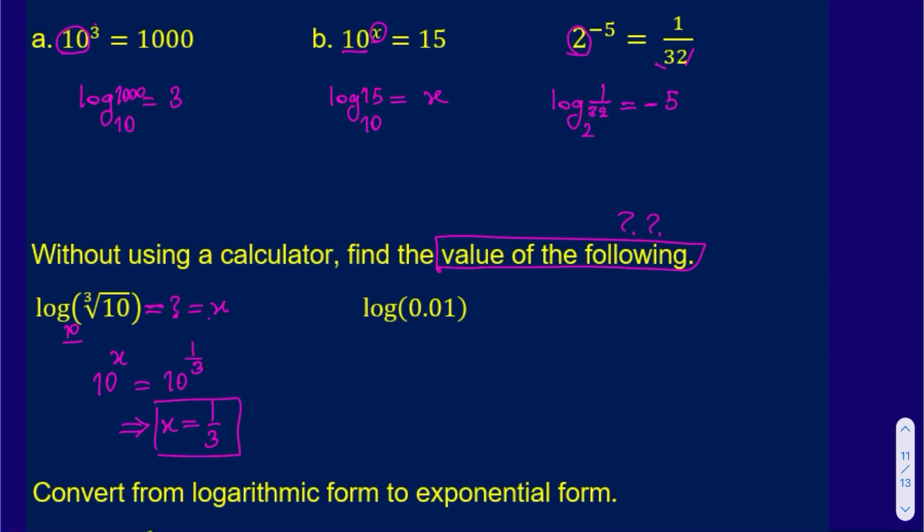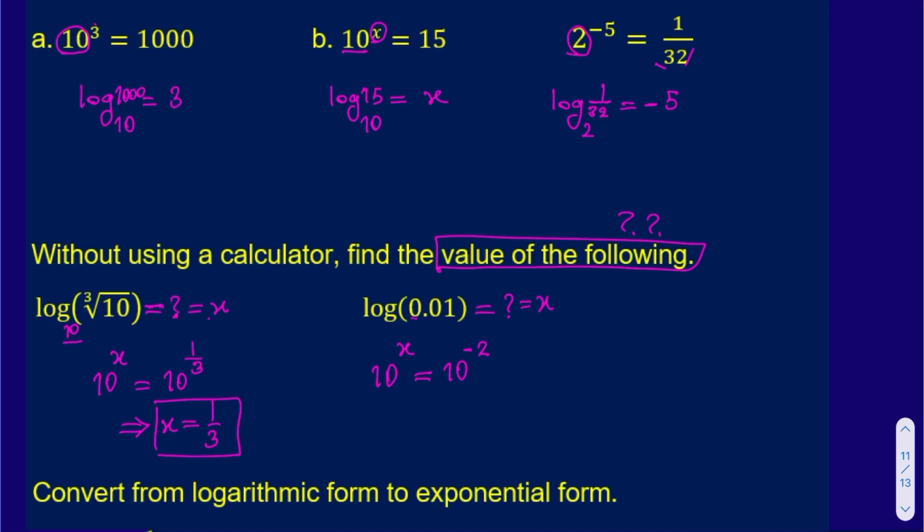Next one. Again, we set it to x because we don't know the value. So we will say base is not given. So that means it is 10. So I will write 10. And whatever is on the other side of the equation, we will take it as x, okay, is equal to whatever is here in front of the log will appear on the other side of the equation, which is 10 to the power of negative 2 in this case.